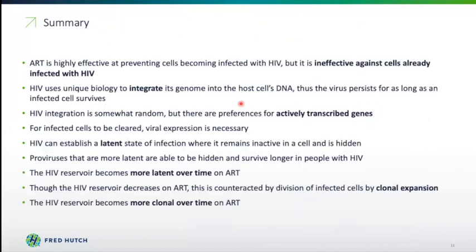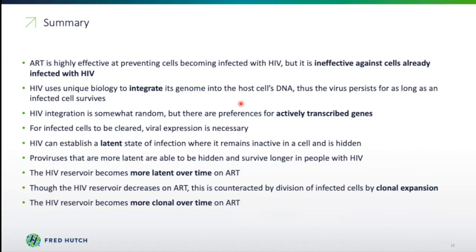So in summary, ART is highly effective at preventing cells from becoming infected with HIV, but it's ineffective against cells already infected with HIV. And HIV uses a unique biology to integrate its genome into the host cell's DNA, and therefore is able to persist for as long as that infected cell survives. And as Richard mentioned earlier, these cells are very long-lived as well.